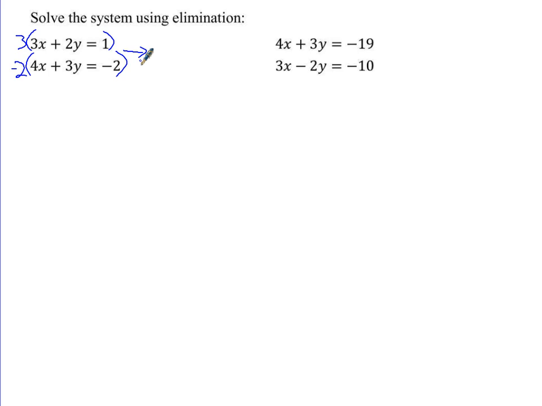I'll rewrite my system of equations. What do I have for my top equation? 9x plus 6y equals 3. Don't forget to distribute all the way through. What's my bottom equation turn into?